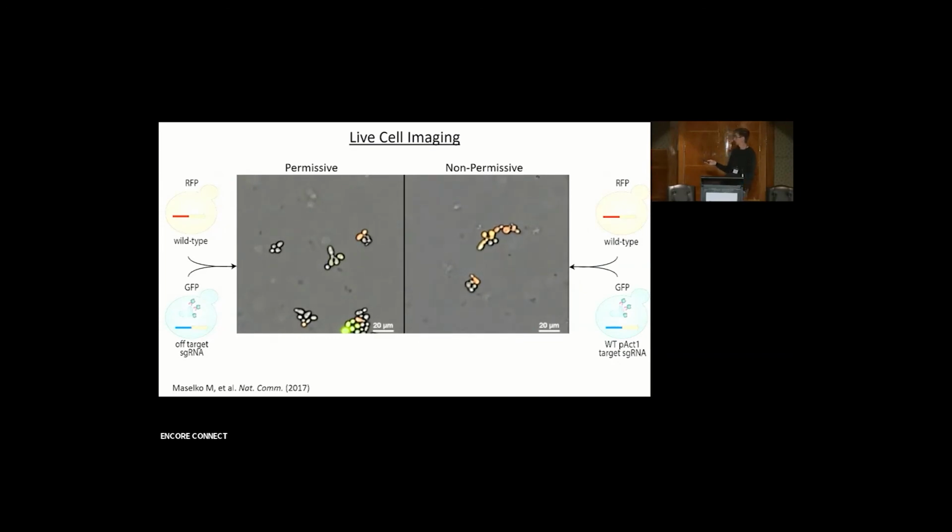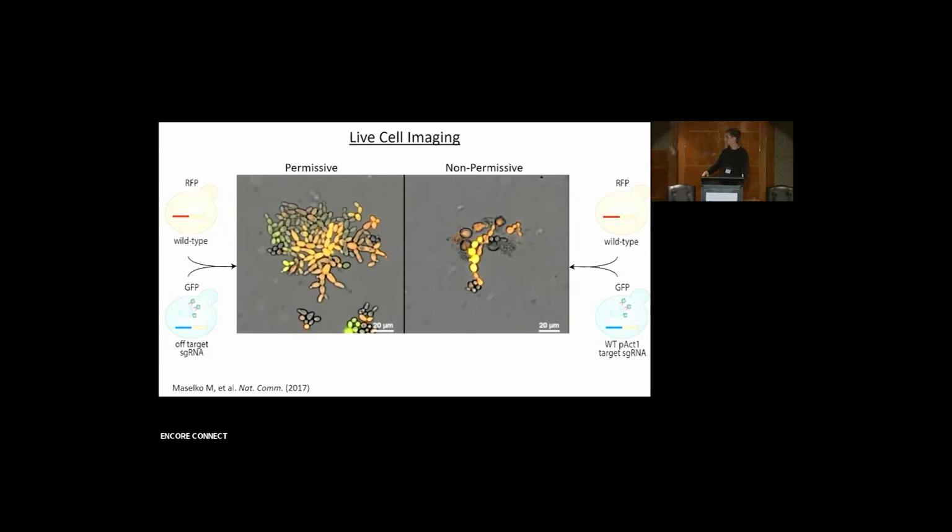So we first demonstrated this in yeast. I'll just mention real quick, on the left, you've got a permissive mating. On the right, you've got a non-permissive mating where we targeted actin, which is a cytoskeletal gene. And what you have in the non-permissive mating is so much actin being produced that the cells literally just burst open. So this is definitely something that was effective in yeast.